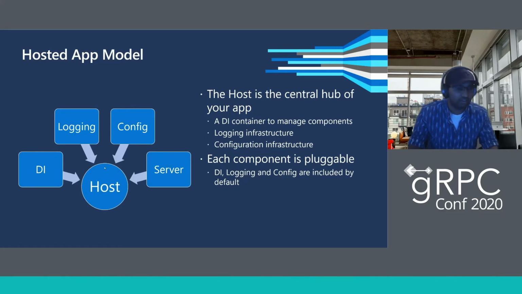So the central hub of any grpc.net application is the host. The core of a hosted app is just a set of services that are started and stopped with the lifetime of your application. One such example would be your HTTP application server. But in addition to managing service lifetime, the host allows you to configure it and register various components via dependency injection. So in general, everything is pluggable, but you cannot have a host without DI, without logging, and without configuration.